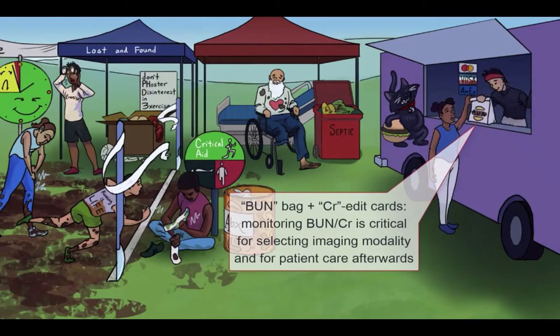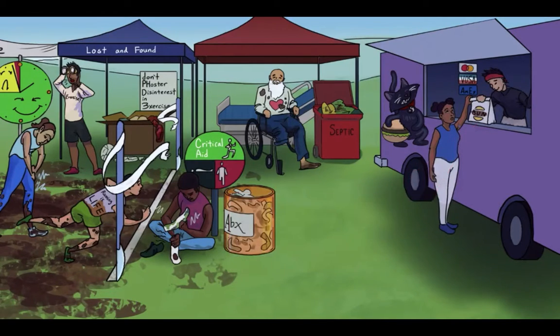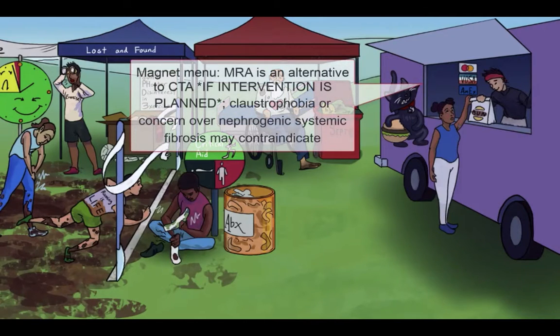Speaking of those kidneys, oftentimes, patients with peripheral artery disease significant enough to cause symptoms are likely to also have chronic kidney disease. Check the BUN, creatinine, and GFR, as highlighted by the bun bag and creatinine credit card. Definitely know the status of your patient's kidneys, because it may help you decide which imaging modality to pursue.